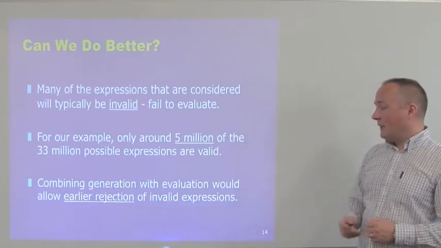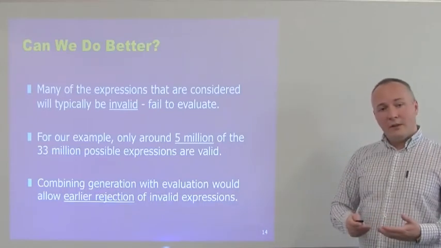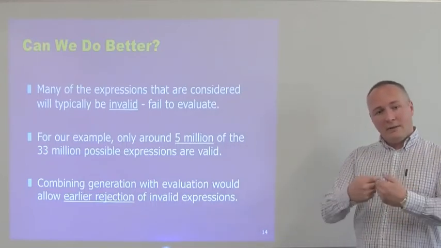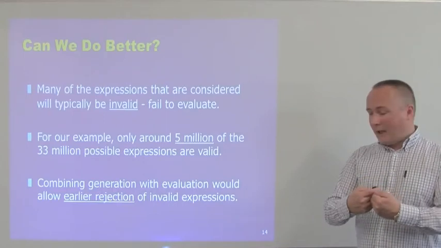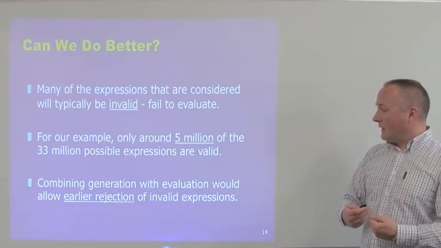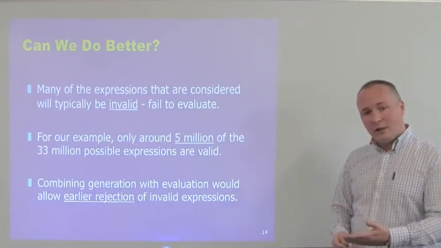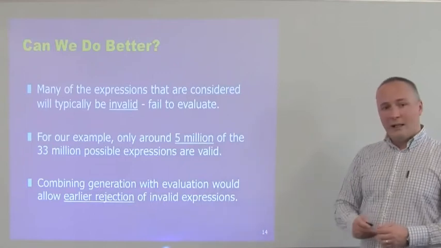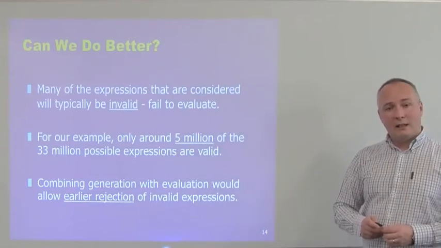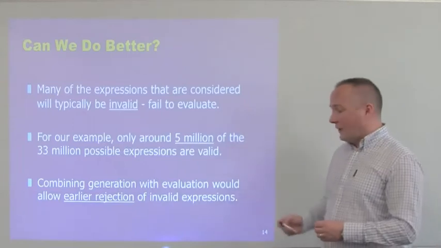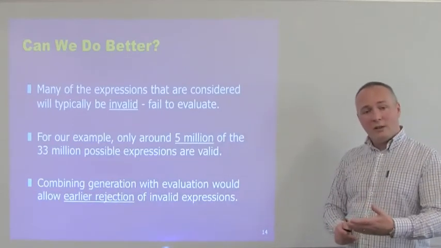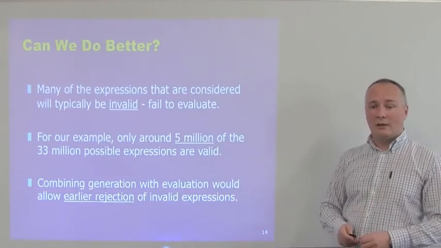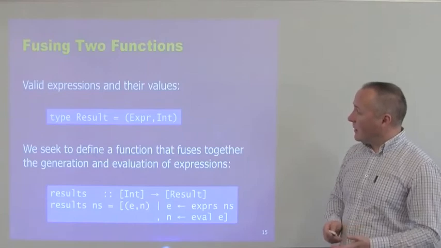The idea here is a classic example of program fusion, where you want to take two things which are done separately and fuse them together to do them in a more efficient way. What we'd like to do in this case is combine the generation of expressions together with their evaluation, in the hope that we can avoid generating quite so many invalid expressions. In particular, we want to avoid generating invalid expressions which are then used to generate more invalid expressions, because we have a recursive algorithm. So it's an example of fusion.